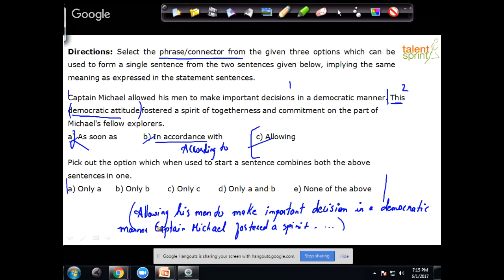Ma'am, I have doubt on combining the sentences. Do we need to start the option with the first sentence or do we need to add the option between the first and second sentence? Yeah, this is always a doubt. I would suggest either way, whichever is making logical sense, right? At the end of the day, the sentence also should be correct grammatically.